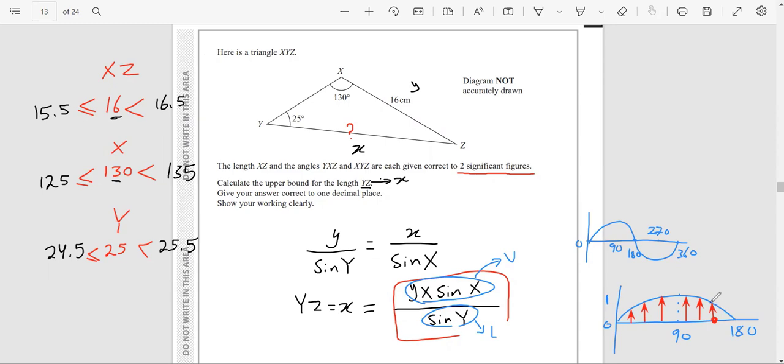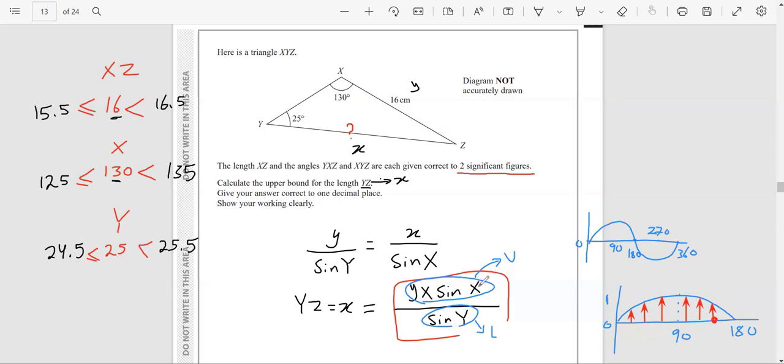If you take sine 135, it's closer to 180, so it gives you a lower value. But if you take sine 125, it gives you an upper value, and you need to get an upper value here. So in this case, you'll take sine 125, because you're working on getting the upper bound.